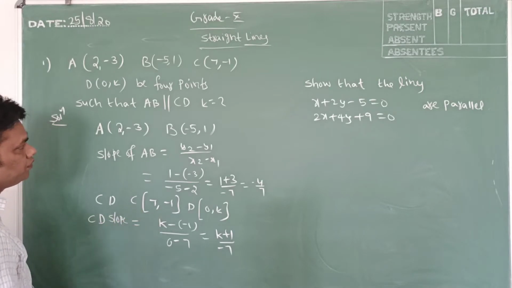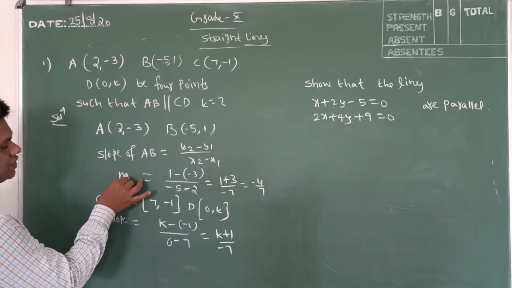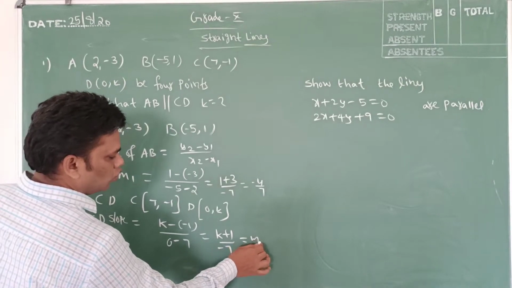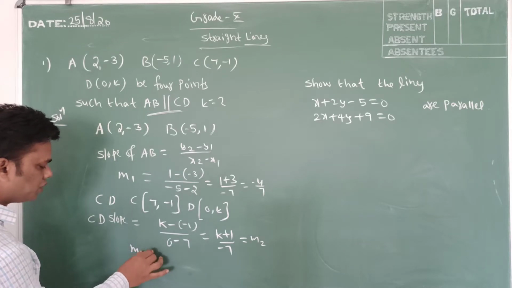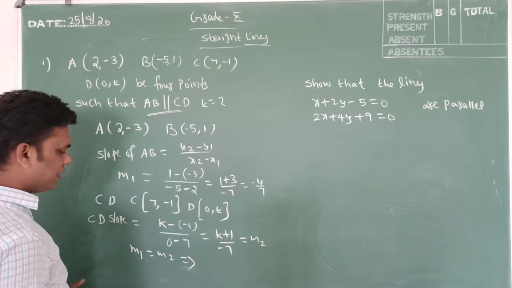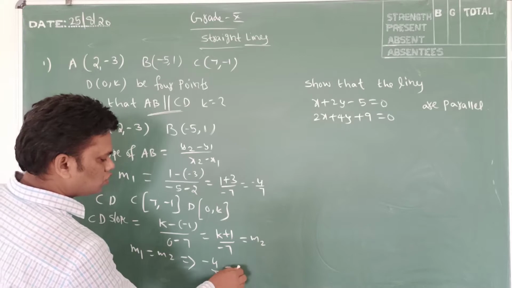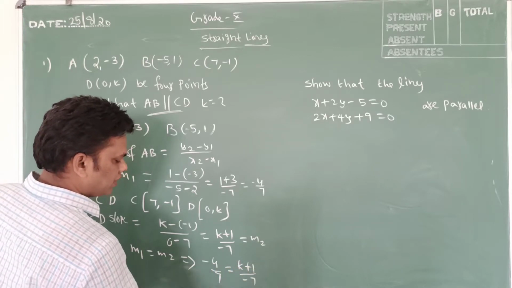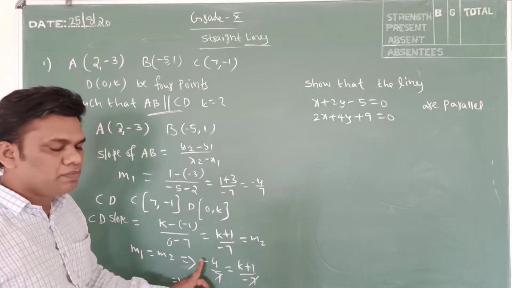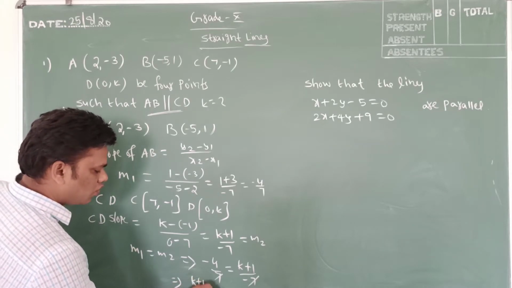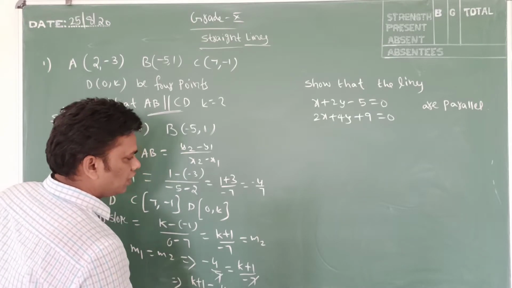They said AB is parallel to CD. Suppose the AB slope is M1 and the CD slope is M2. AB parallel to CD means slopes are equal, which implies M1 equals M2. What is M1? Minus 4 upon 7 is equal to k plus 1 upon minus 7. So the 7s cancel, and with the minus sign on both sides, k plus 1 is equal to 4. This implies k is equal to 3.